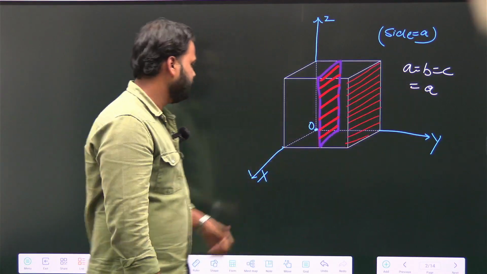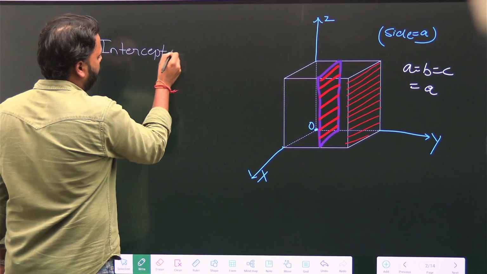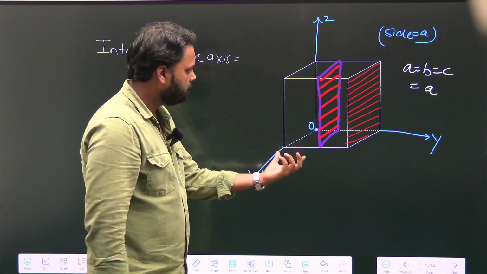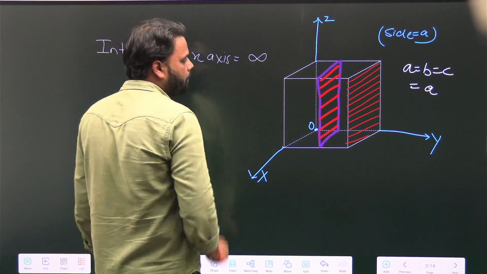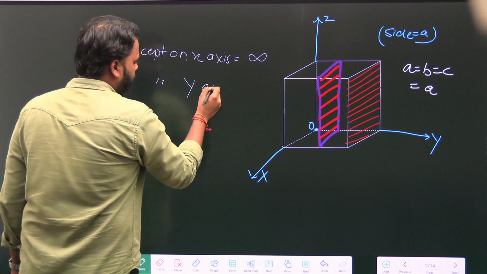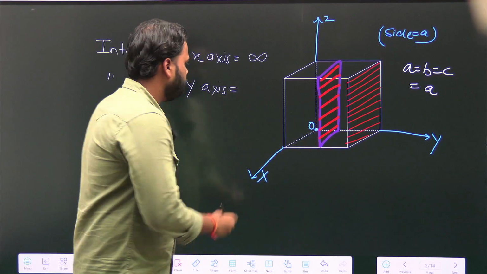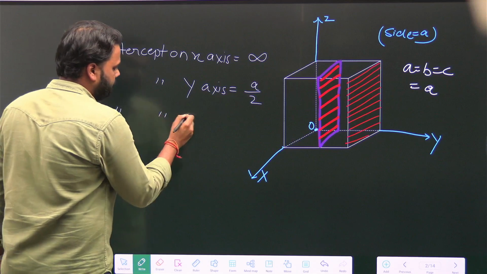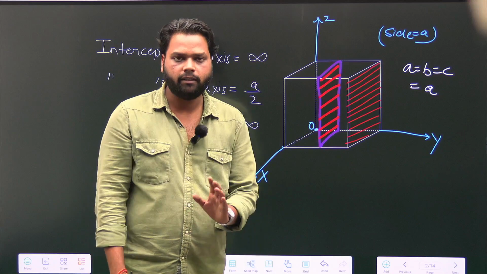What will be the intercept on the x-axis? Infinite. भाई कुछ चेंज थोड़ी ना हुआ है वहां से. Again, it will cut the x-axis at infinity, right? Now, what will be the intercept on the y-axis? a/2. Okay, I have written here a/2. What is the intercept on the z-axis? Also infinity. ठीक है ना, infinity पर ही होगा.